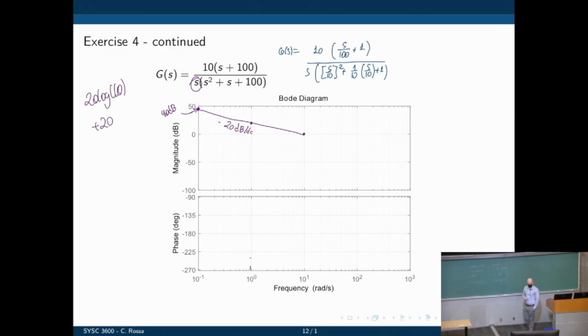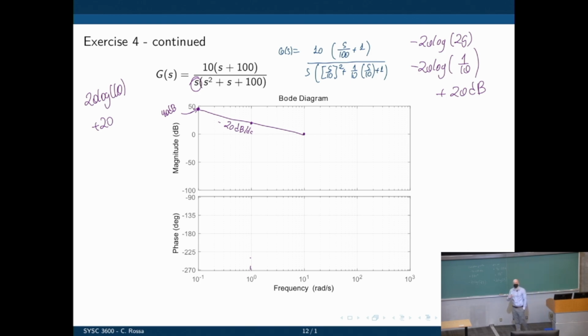When you reach 10 radians per second, that is the cutoff frequency of a complex pole. And at the cutoff frequency, the magnitude is -20 log of 2 zeta. So -20 log of 2 zeta, where 2 zeta is 1 over 10. That's the same as 20 log of 10 to the power of -1. The -1 comes to the front. 20 log of 10 is 20. So this is plus 20 dB.